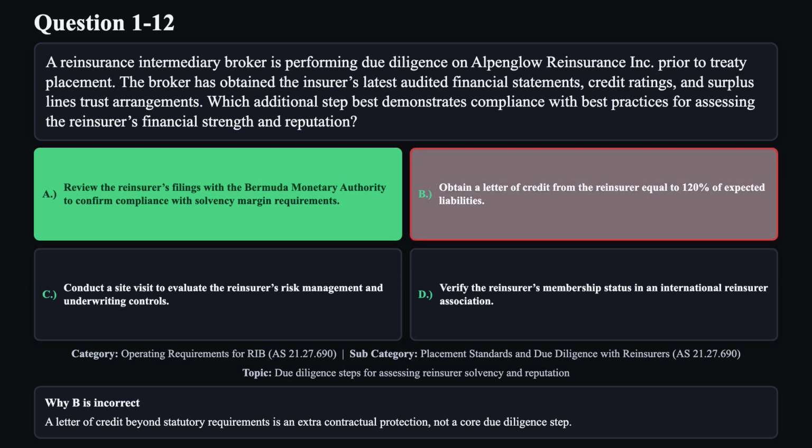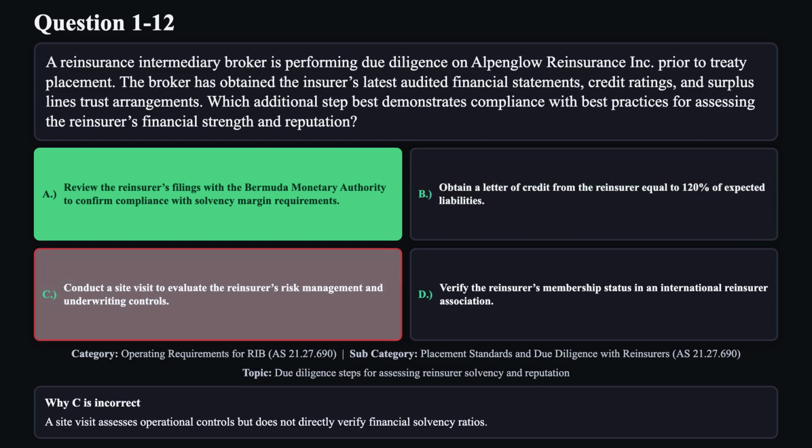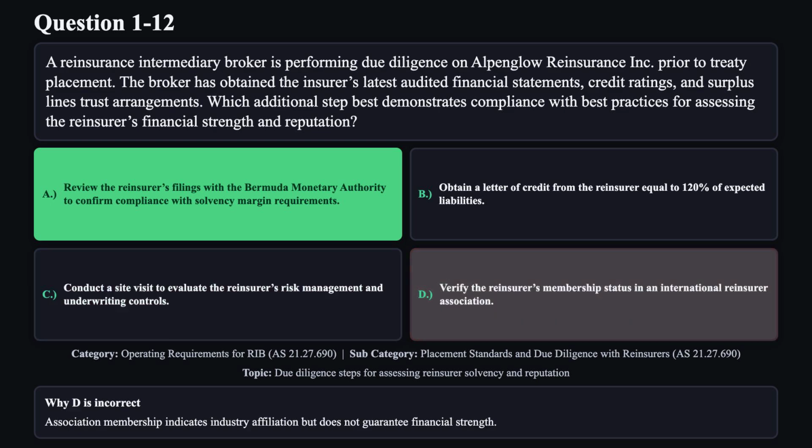A letter of credit beyond statutory requirements is an extra contractual protection, not a core due diligence step. Reason C is not correct. A site visit assesses operational controls but does not directly verify financial solvency ratios. Reason D is not correct. Association membership indicates industry affiliation but does not guarantee financial strength.